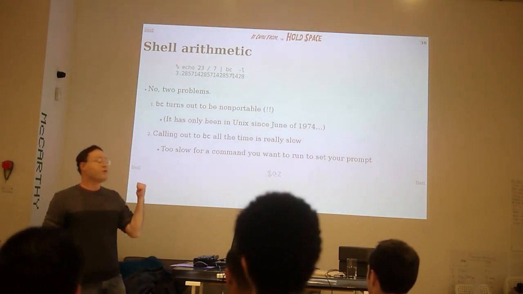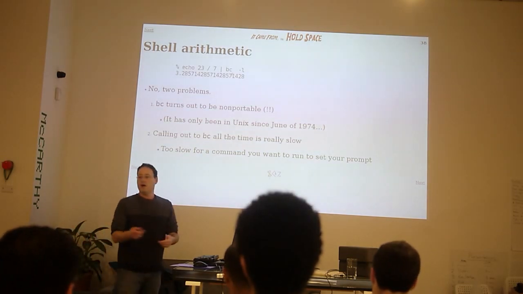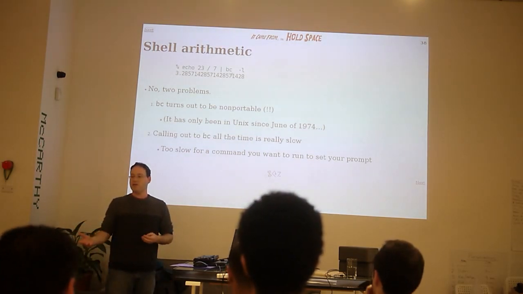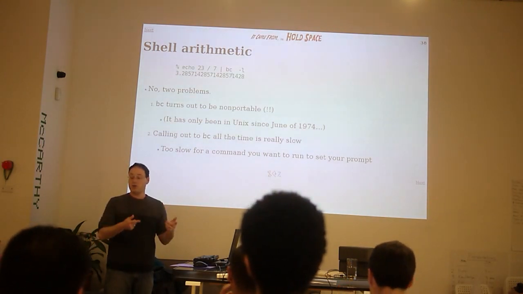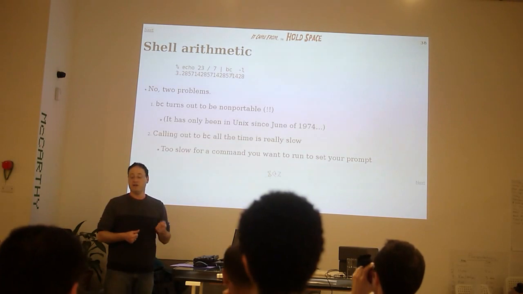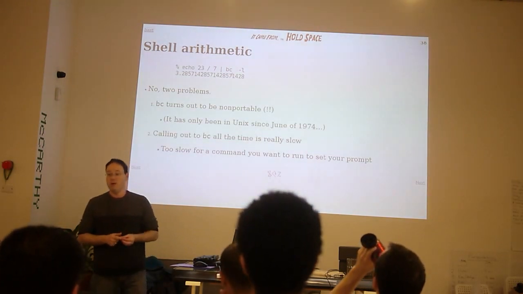But the other objection is legitimate, which is that forking a new process and running BC is relatively slow. And for a command that runs once per prompt, even a small delay is unacceptable. And I can buy that.